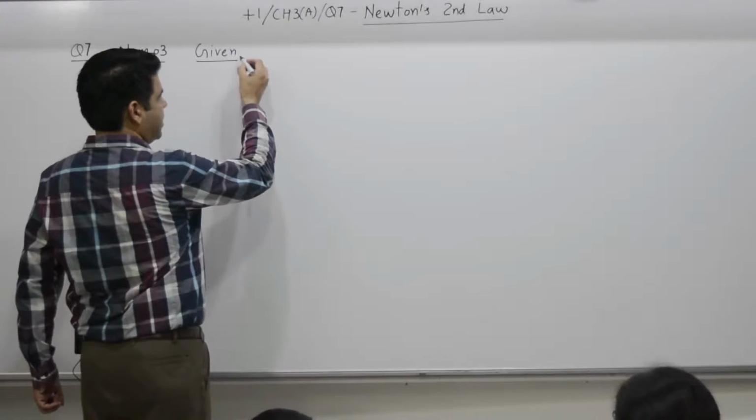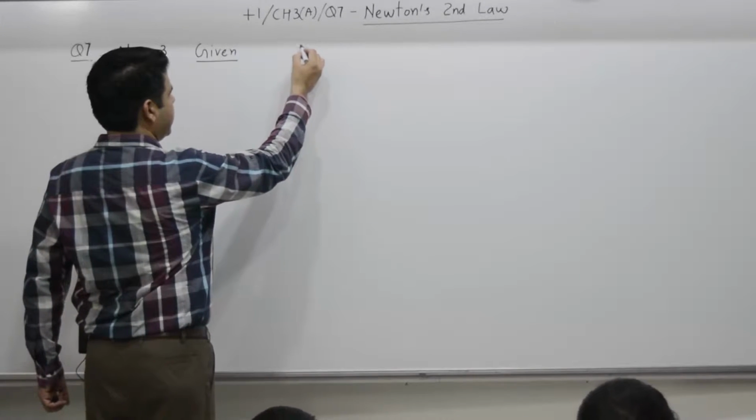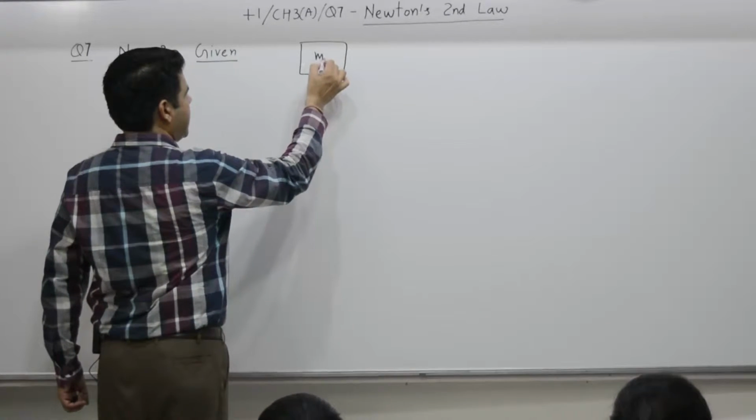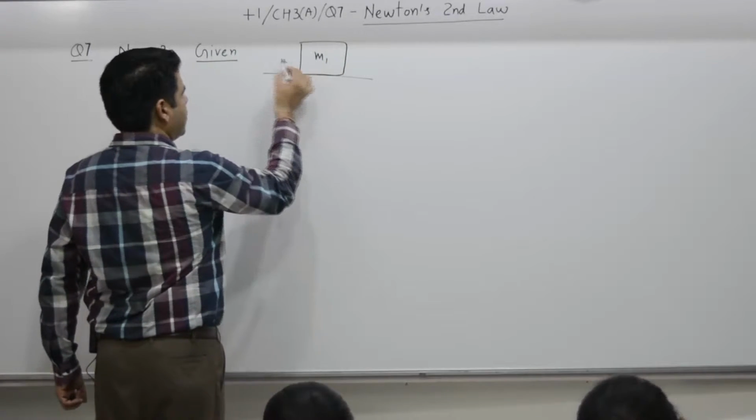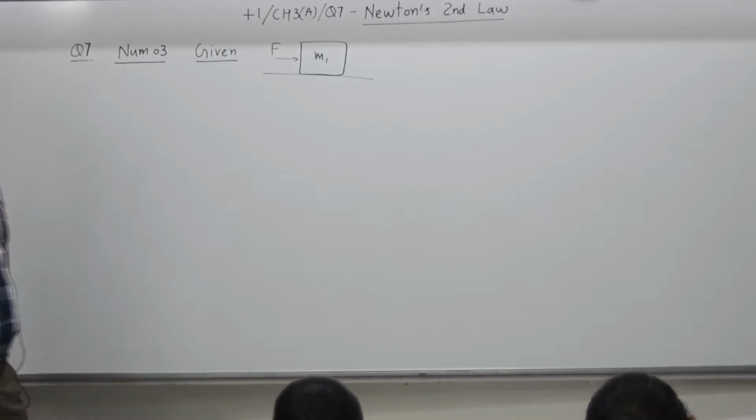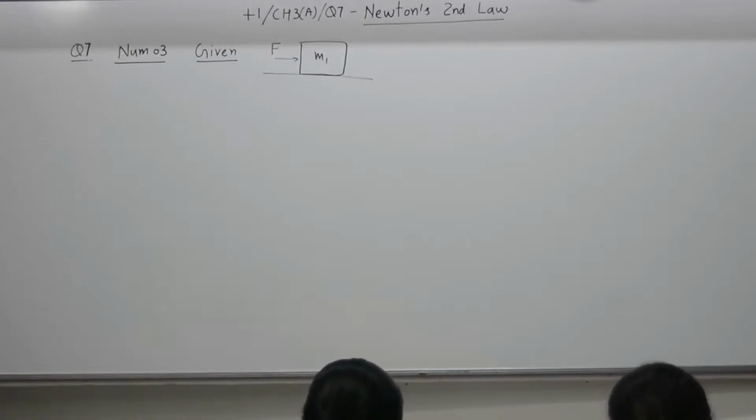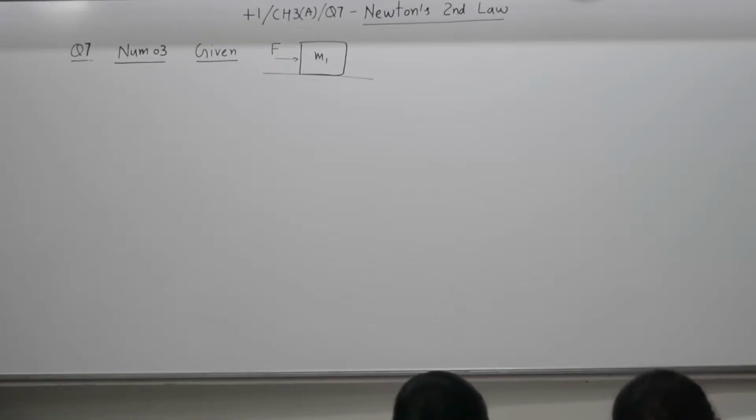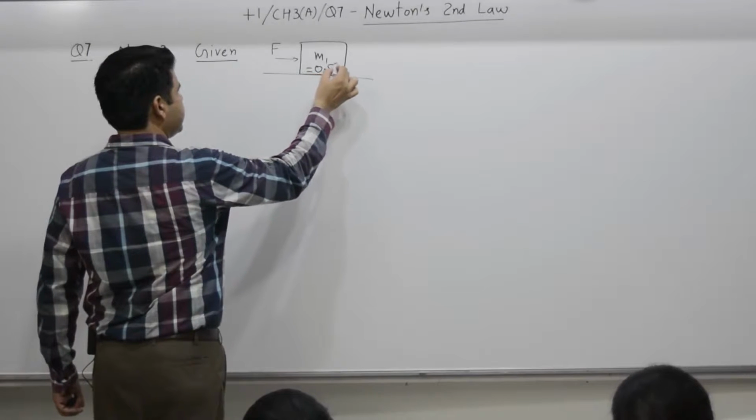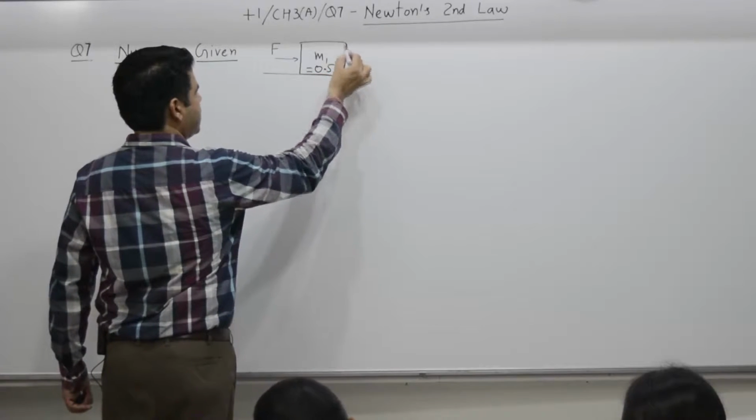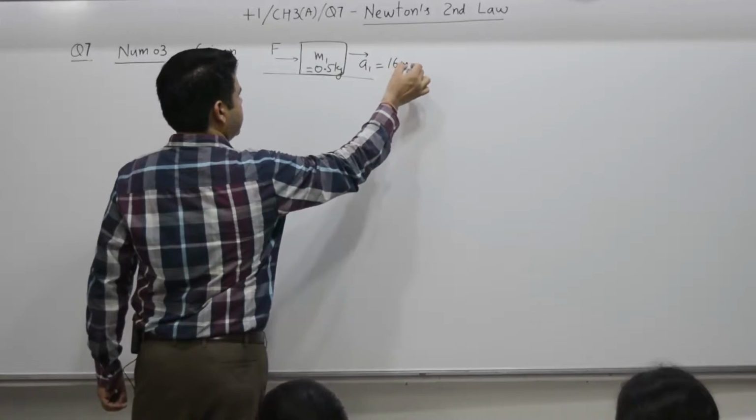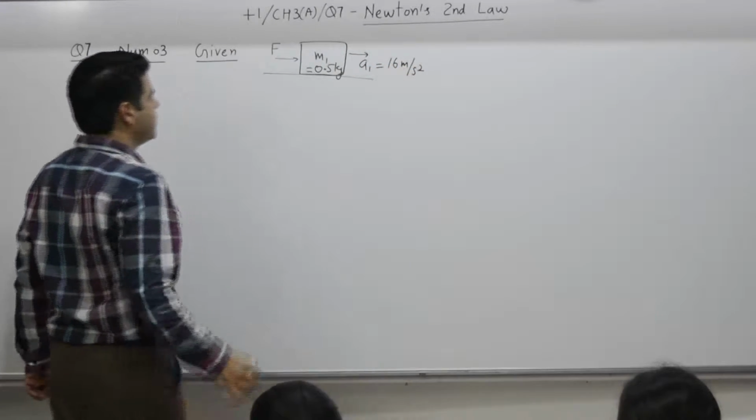So, given is when you apply force F to an object with mass m1, and what is the acceleration produced in the first case? Mass M1 is half kg, 0.5 kg. Acceleration produced is 16 meter per second square. This is experiment number 1.